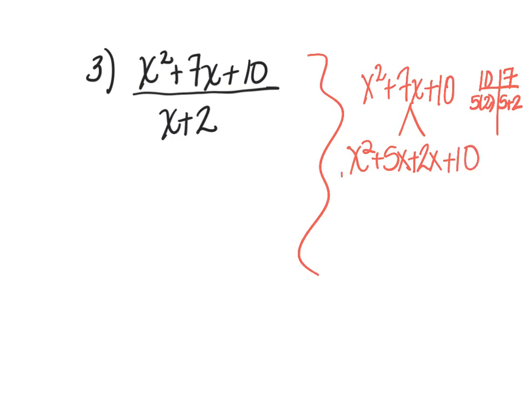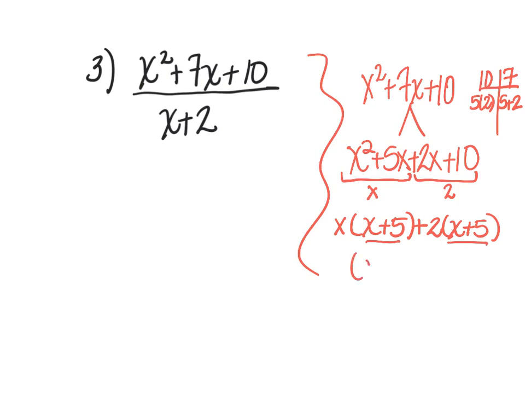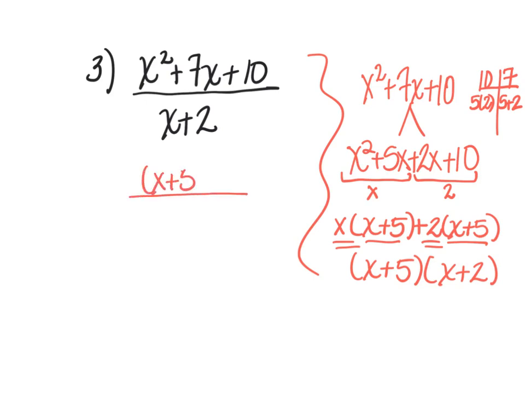Now I am going to make my groups, and I'm going to pull out an x from the first group. That leaves me with x plus 5. Bring down that plus sign. What does the second group share? It shares a 2. So when I pull out a 2, I'm left with x plus 5. My binomials match. I'm going to pull that out in front. So x plus 5, put those leftovers together, times x plus 2. So this is the factored form of the numerator: x plus 5 times x plus 2.